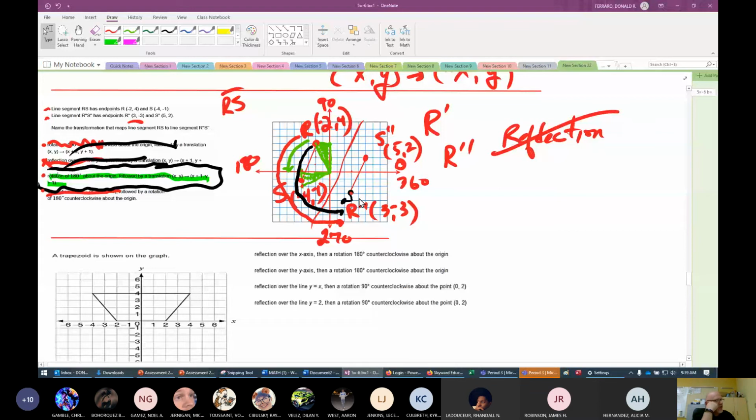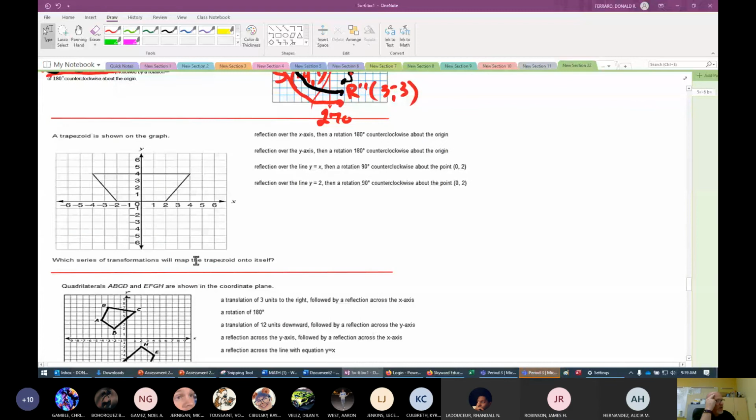A trapezoid is shown on the graph below. Which series of transformations will map the trapezoid onto itself? Okay, so now I'm going to look at the different series. So here, I'll use a different color. I'll use green to start. Reflection over the x-axis, then a rotation of 180 degrees.